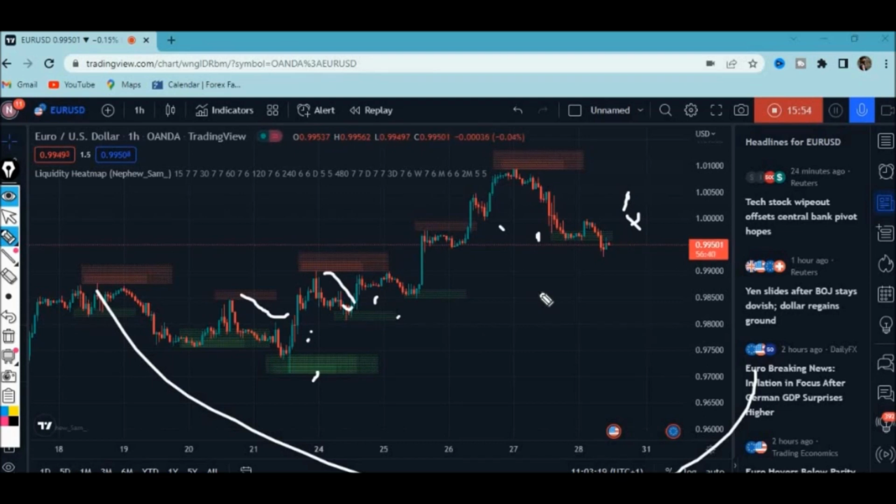I hope I have helped someone to really identify liquidity in Forex trading. This is so easy. The only thing you need is backtesting and seeing how it works for you.